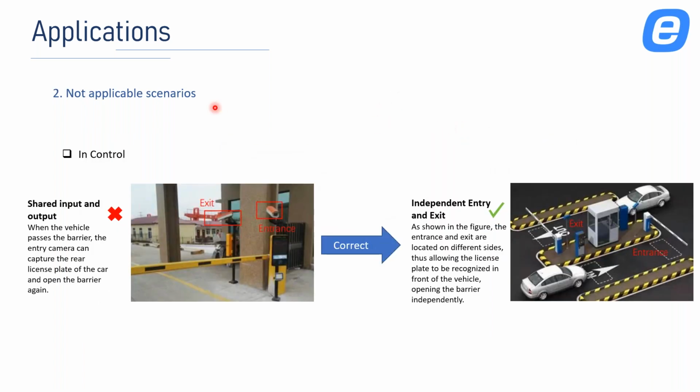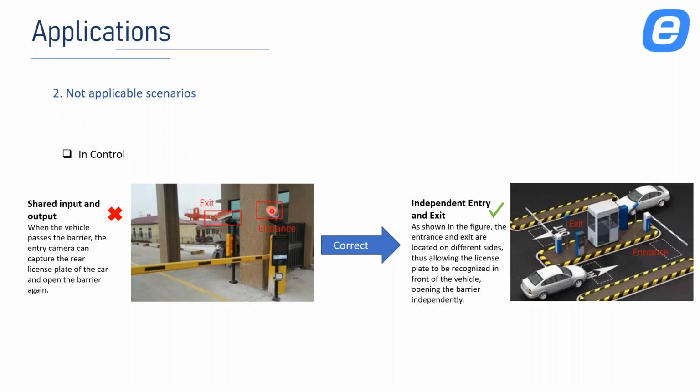So these are the not applicable scenarios. In the first one, you'll see that a shared input and output does not work. This will not work because once the car comes in, or sorry, it's going to come in this way. The barrier is right here. The car is going to be coming in like this.